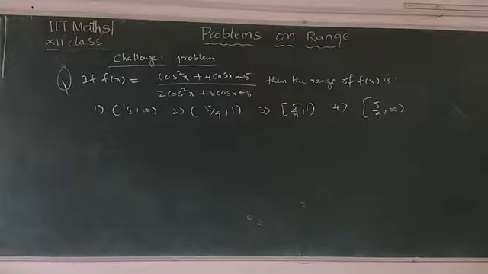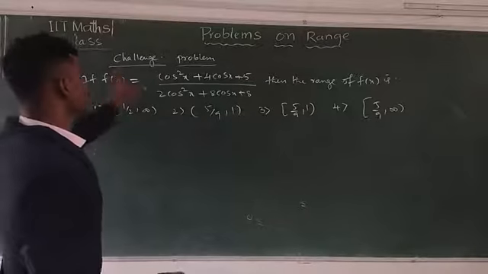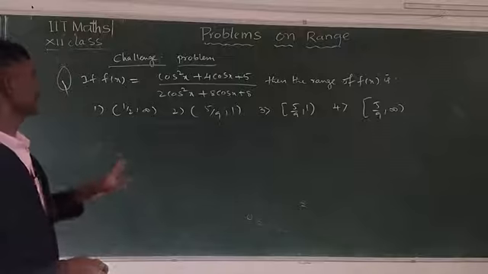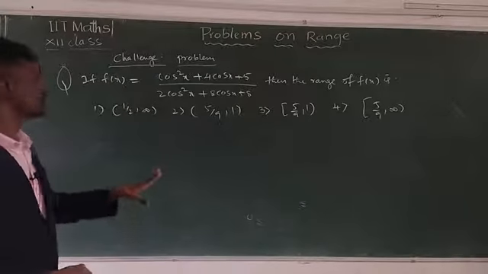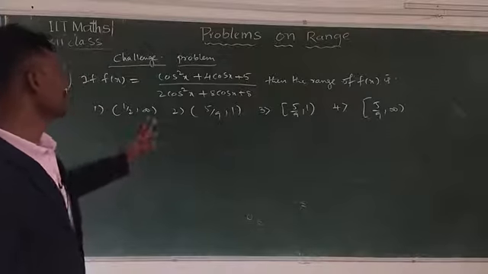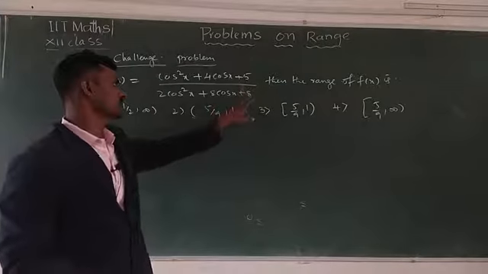Okay, next problem. This is a homework problem, a challenge problem. Then you have to do it and send the answer to my WhatsApp. See here, how to do, I will explain just. If f of x is equal to cos square x plus 4 cos x plus 5 upon 2 cos square x plus 8 cos x plus 8.